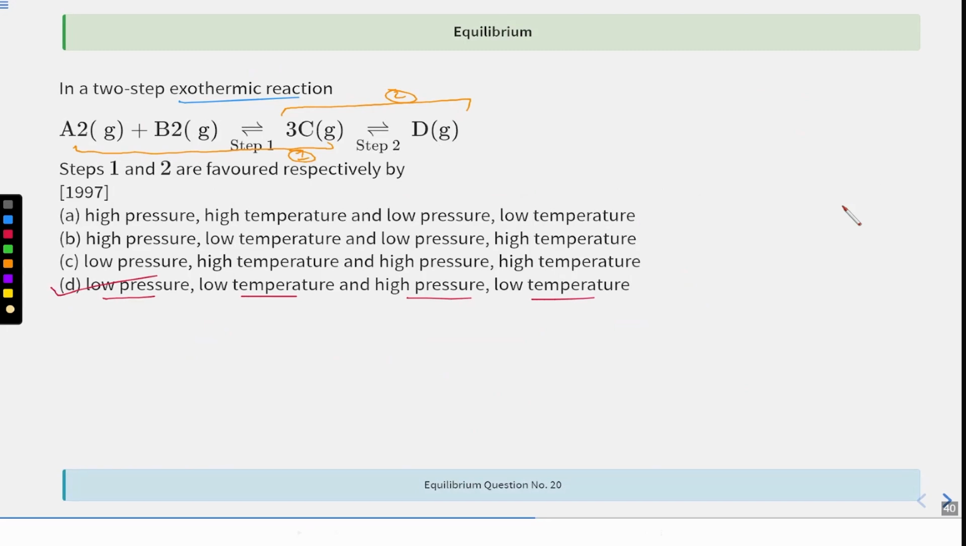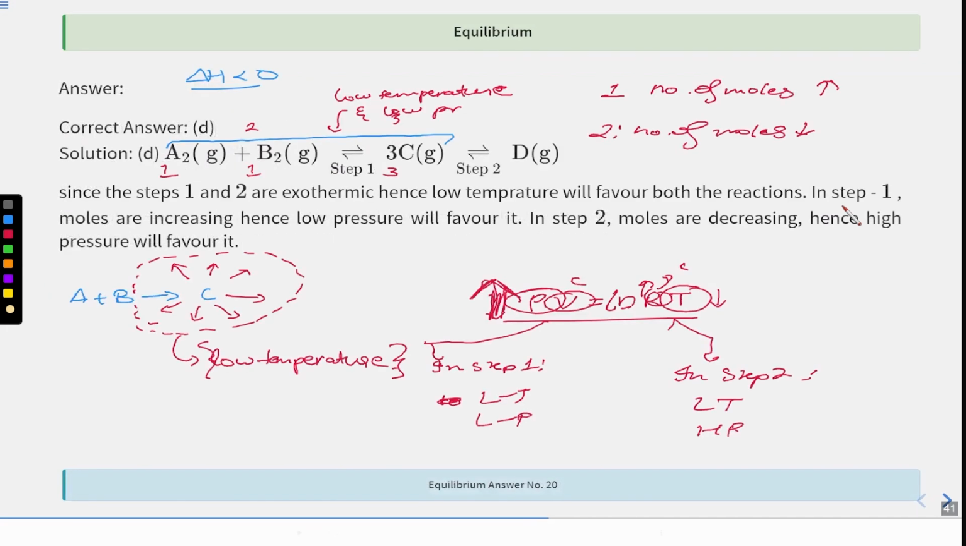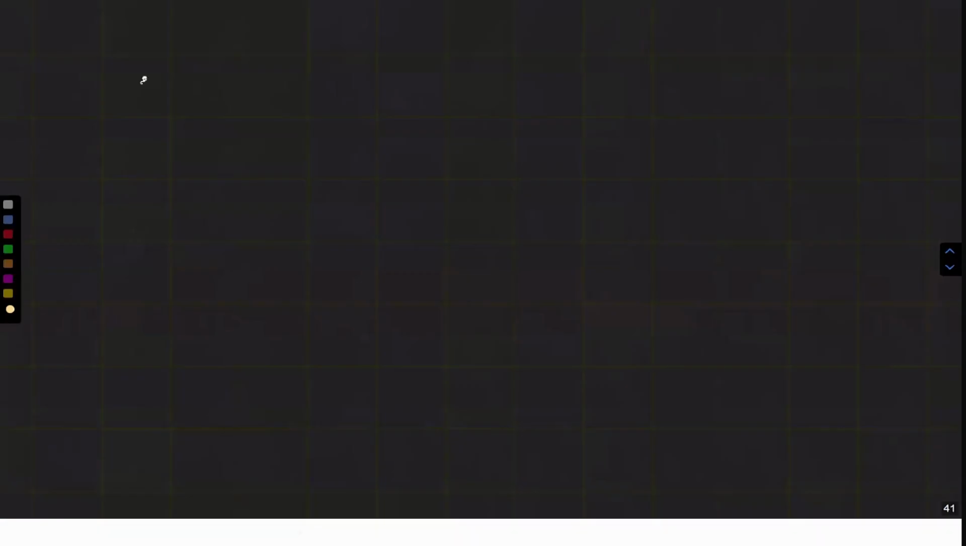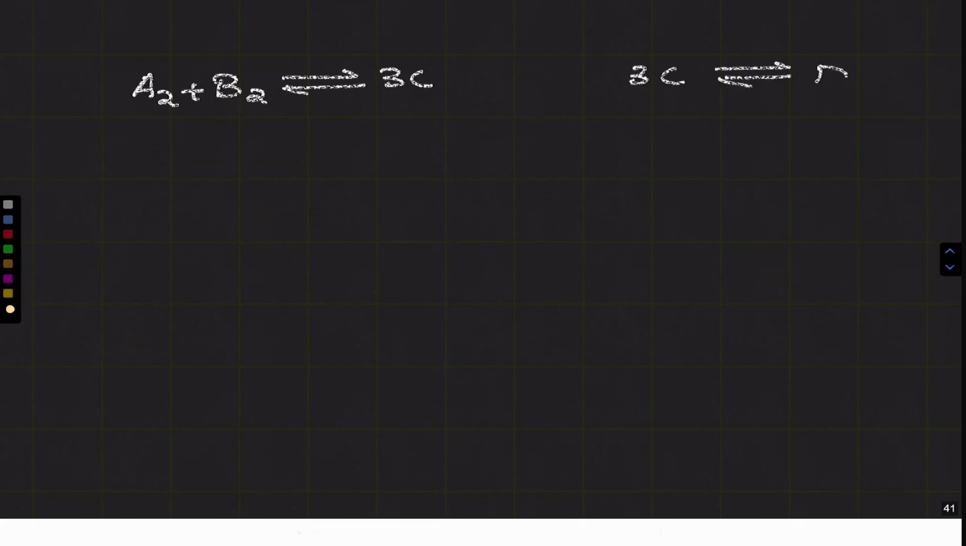So I hope that this was a pretty simple understanding that you people got. Nothing much. I'll just explain the entire thing to you once again. So I have a reaction A2 plus B2 that gives rise to 3C. Okay. So it's a two-step reaction, right? Let me explain it on the blackboard. So I have A2 plus B2 that gives me 3C. Okay. My second reaction is that 3C gives me D. I'm working on two reactions.